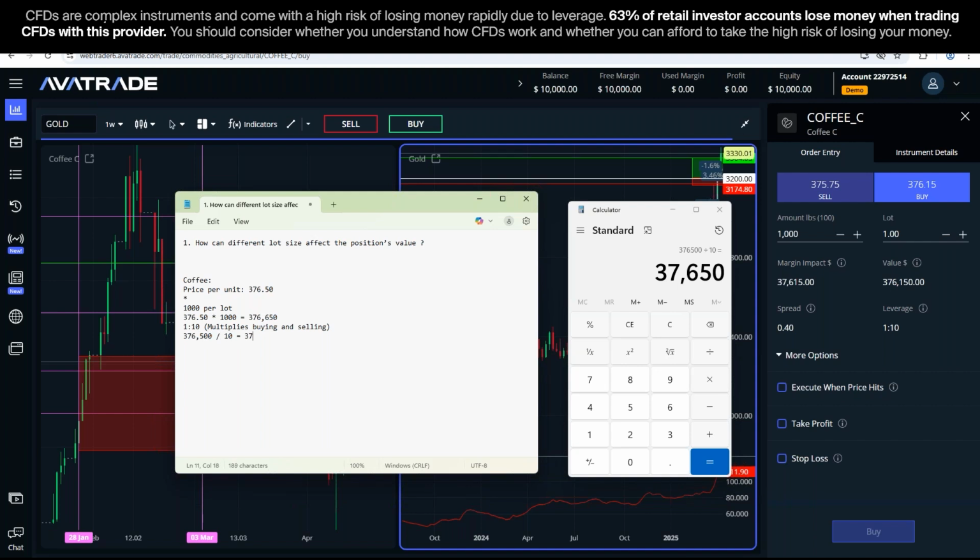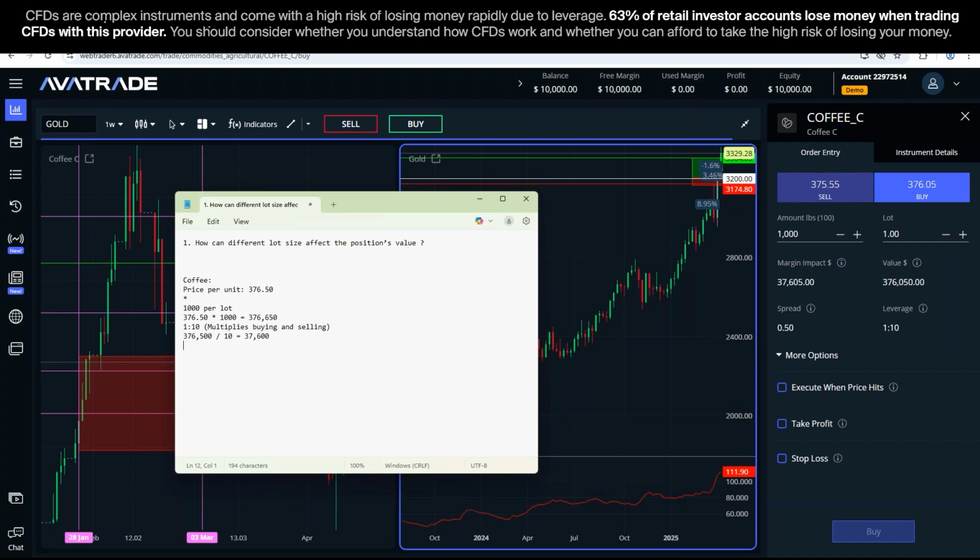So we did this, and we received as the result 37,000 and a little more, as you can see, but it keeps on changing. All right, great. Now this is for coffee and this is for one lot. Let's measure something with a higher value and with a smaller lot size to make this comparison to see the difference. So we've got gold from the other end.